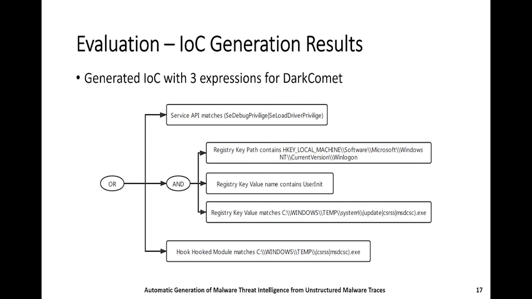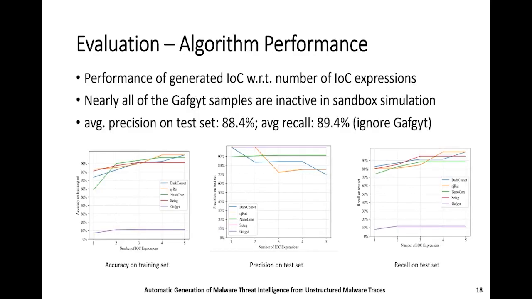Here is the generated IOC for the document family, which has 3 IOC expressions, as we mentioned before. For the IOC expression generated from one analysis result, we use AND to connect them, and we use OR to connect all of the 3 expressions. Here is the performance of generating IOC with respect to the number of IOC expressions. The more expressions we add, the higher accuracy on the training set and recall rate on the test set we achieve. However, more expressions may not bring higher precision on test sets, since a larger IOC will bring more false positives.